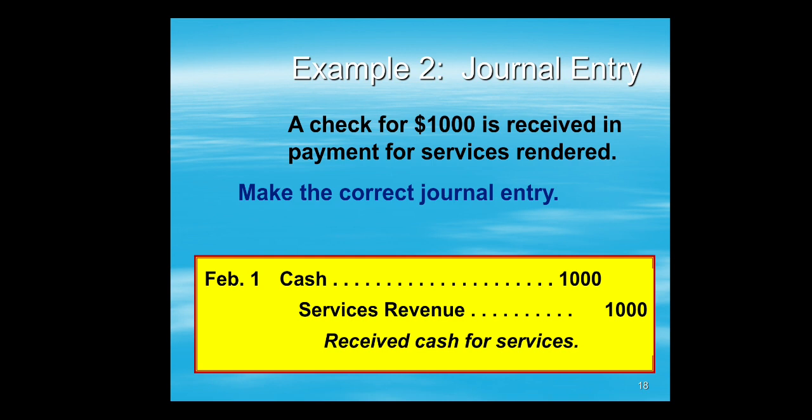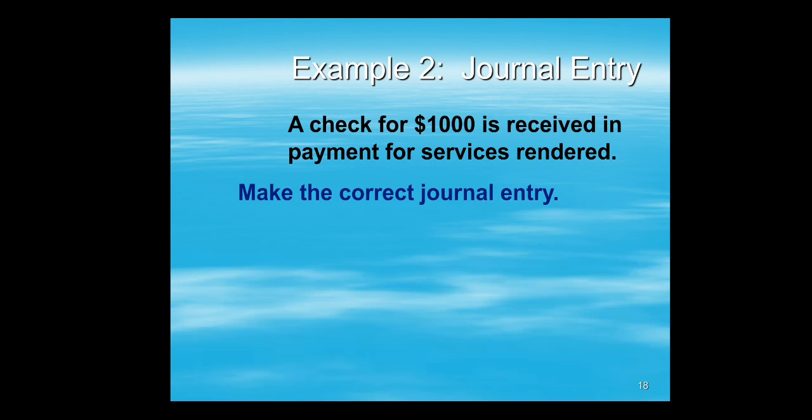Like I said earlier, when you want to record this in the general journal, first you have to do the first step in the accounting cycle. You analyze the transaction first. Okay, what type of transaction is this? The transaction is the business receives cash after providing services to a customer. And then, what is the effect of this transaction on the accounting equation?